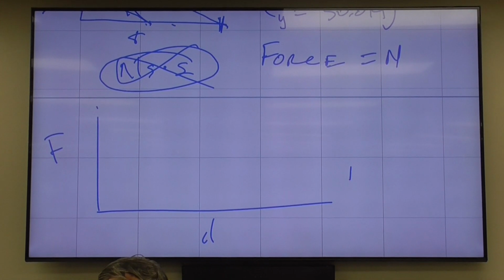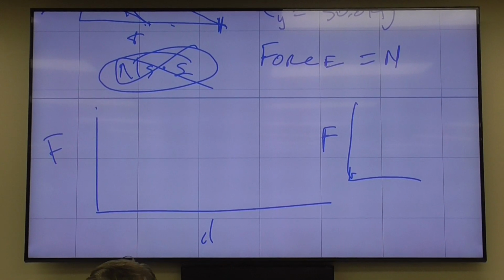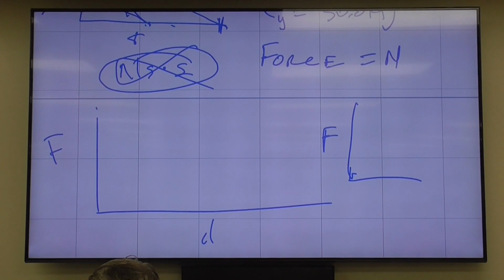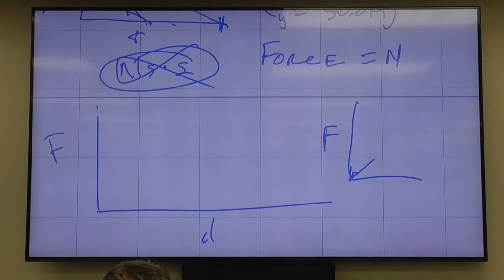What's the only time you have a sloping line on a force distance graph? If you're accelerating, if the force is changing, or if you have a spring, which obeys Hooke's law. Okay?